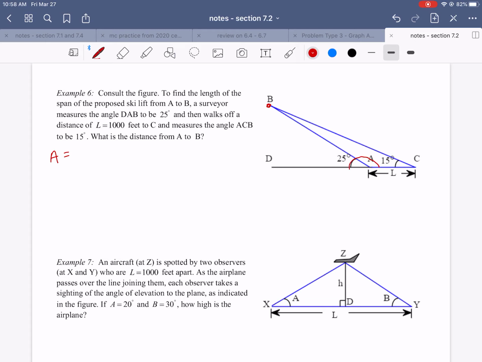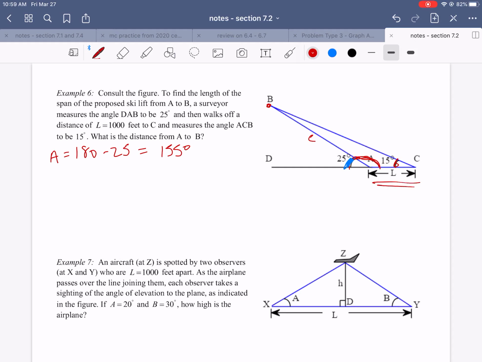So if I know that this part right here, which I'll do in blue, is 25, then that means this red part that remains is going to have to be 180 minus 25, which is going to give us 155 degrees. Okay, and remember, we're trying to find side C right here. Okay, well, we have angle capital C. Angle capital C is 15. We have side L here.